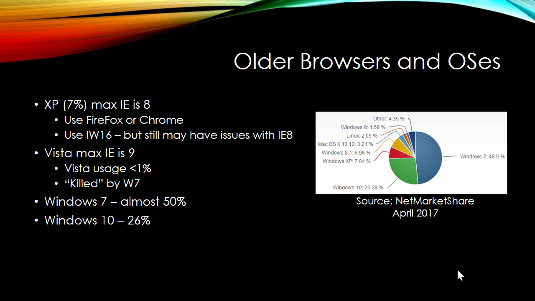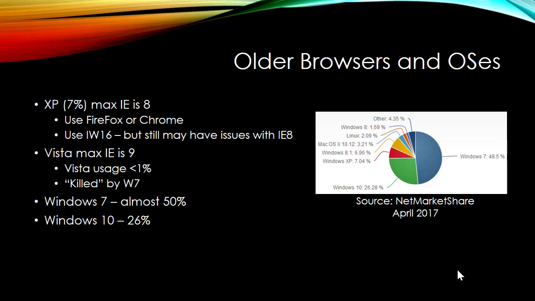Older browsers and older OSes, as of April 2017, Windows 7 has almost 50% of the share. Now, where this comes into importance is that Edge is not available on Windows 7. It's only on Windows 10 forward. And for those corporate customers, that puts an IE requirement in there sometimes. Right now, XP is only about 7%, and their max IE is 8. So if you still have XP users, the answer for IntraWeb 17 is probably going to be use Firefox or Chrome. But at that point, you're looking at a 17-year-old OS anyways.